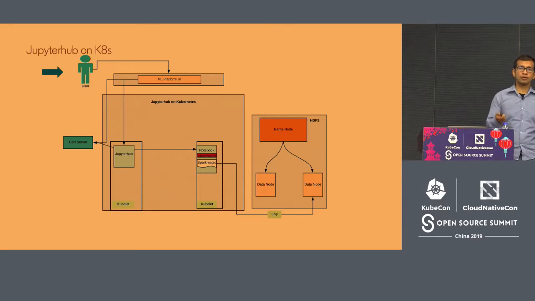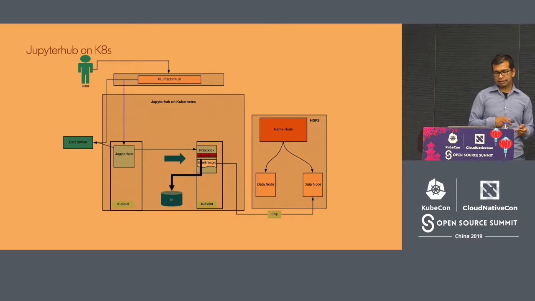The user's workflow is like this. User logs in to our ML platform UI, and then they get a two-factor authentication token from our certificate server. And then that token is used by Jupyter Hub to figure out which user they have to spawn the notebook pod for. And then that notebook pod gets this token as a secret mounted on it so that it can use it for subsequent actions.